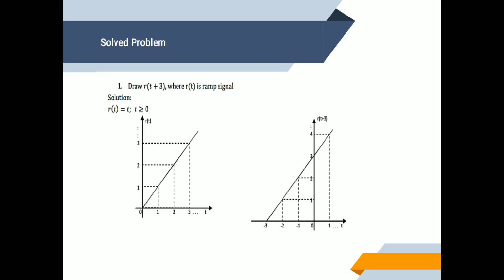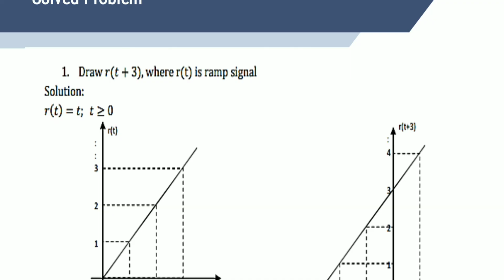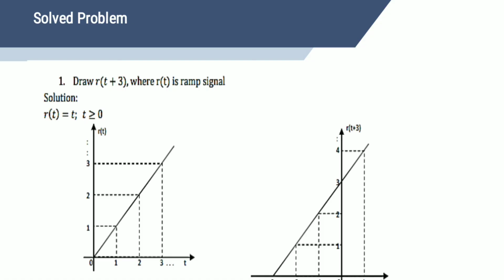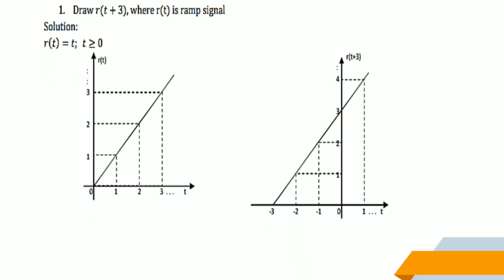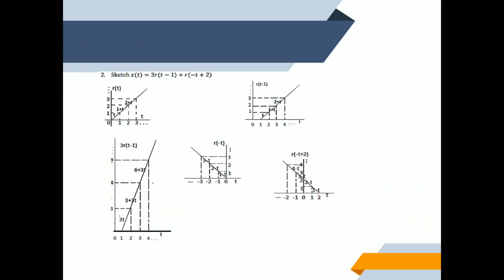Draw r(t) plus 3, where r(t) is the ramp signal. The ramp signal is defined as: when t is greater than or equal to 0, the value of the function equals t, and when t is less than or equal to 0, the value of r(t) equals 0. So these are basically the diagrams of the curves for the given subtraction, multiplication, addition. These are the waveforms for the example of these properties.